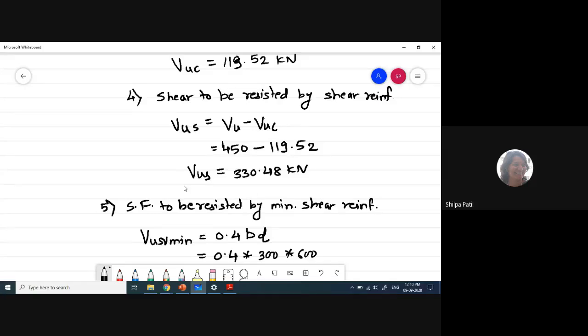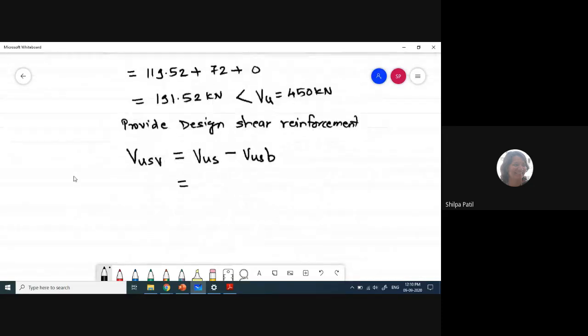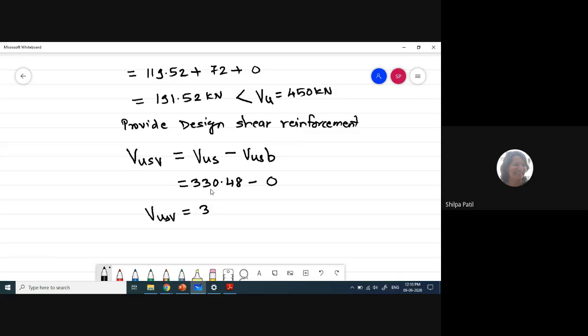So this is VUS, which is the shear force resisted by the shear reinforcement, which is 330.48. So let us use that, 330.48 minus the shear force resisted by bent up bar, which is 0 here because there are no bent up bars. So VUSV is coming as 330.48 kilonewton, for which now we have to provide the additional shear reinforcement.